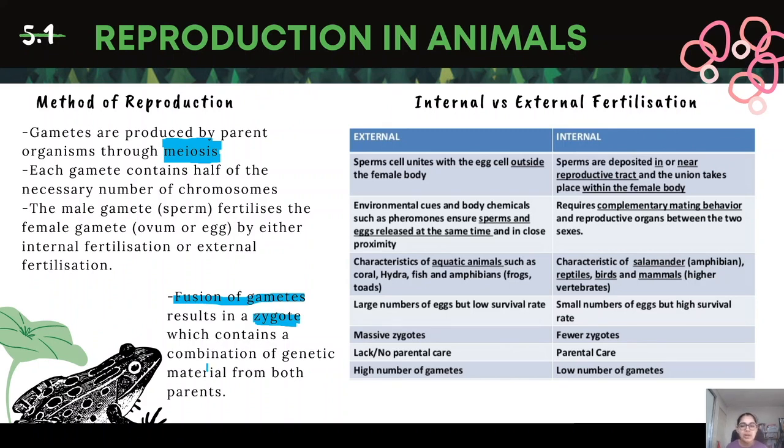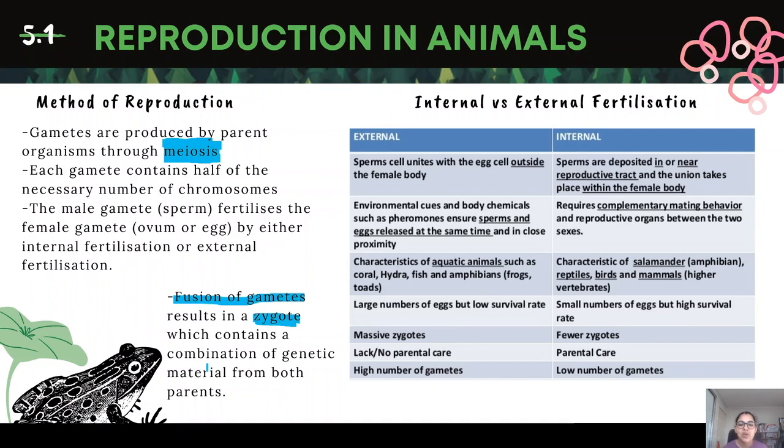So I definitely recommend jotting some of these keywords down. Meiosis, haploid number of chromosomes, which is 23, diploid number of chromosomes, which is 46, gametes, the male gamete, sperm, the female gamete, ovum, internal and external fertilization, and fusion of gametes results in a zygote. Jot down these keywords and main points so that you can jog your memory when you're looking at these notes later on.